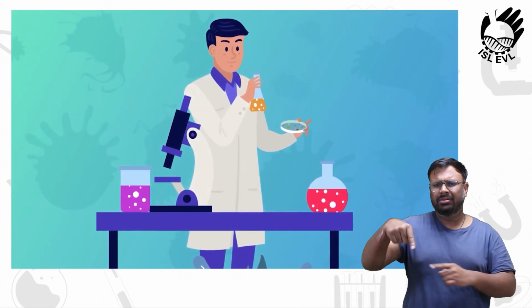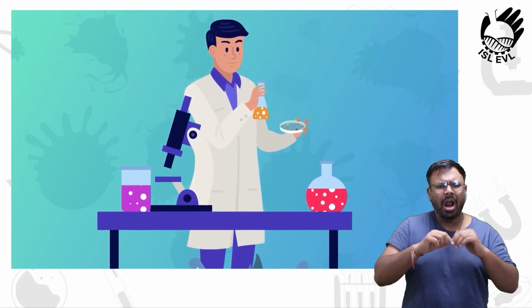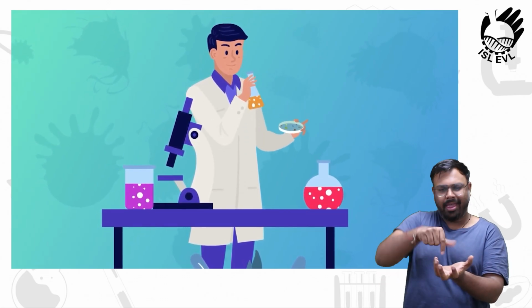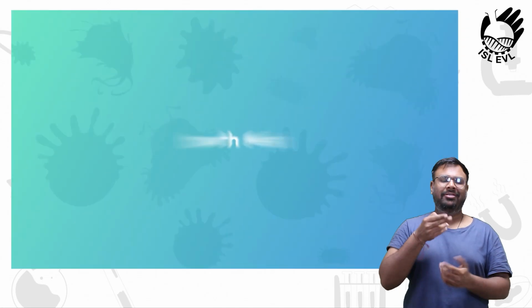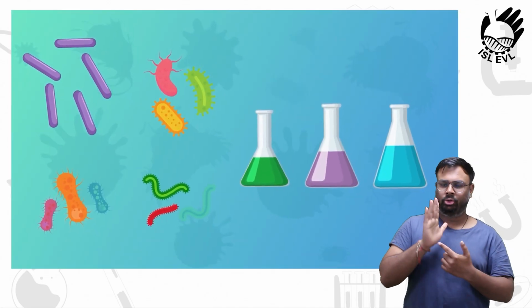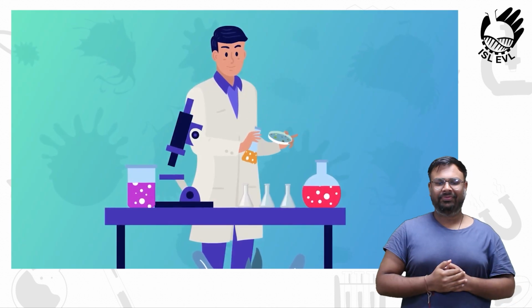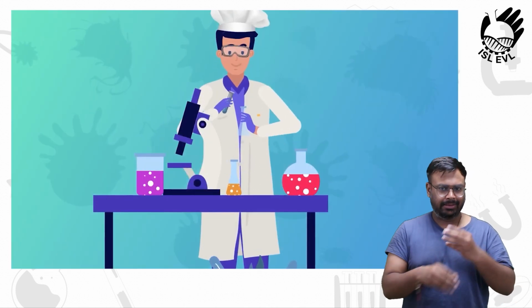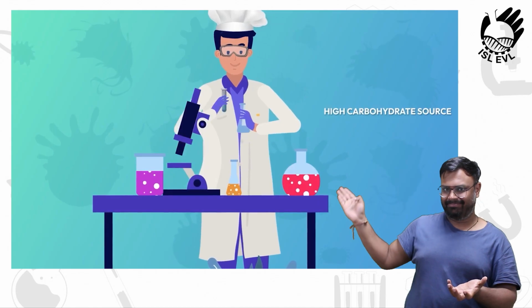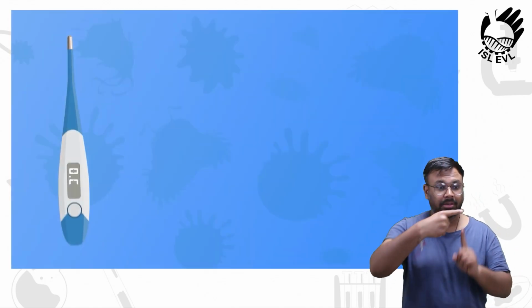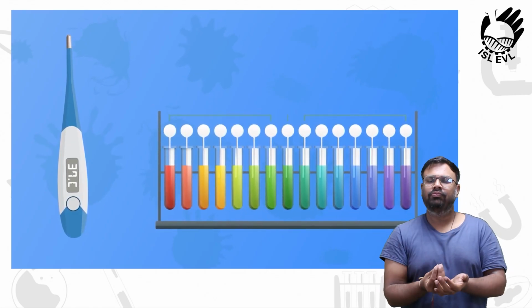Microbes can exist anywhere as long as there is food they can survive on. Scientists like me grow microbes on special media that contain food for them. These are called growth media. Different microbes have different nutritional requirements. Let's take a look at what the ideal growth medium should be like. Let's add in the following: high carbohydrate source, good nitrogen source, yeast extract. We must also keep in mind that the temperature and pH levels are right for the microbe.